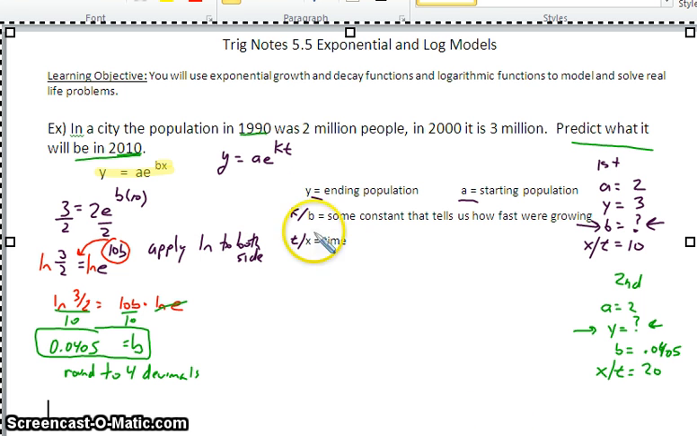So plugging it into the equation now, we'd say our Y is what we're trying to find. Our A was 2. Our E is still E. Growth rate 0.0405 times our time of 20. Punching this into the calculator, make sure when you raise it to the E power that you get a set of parentheses around here. You end up with Y being 4.5. Now remember, when I listed it over here as 2 and 3 for our starting and ending populations, that was really in millions. So it's 4.5 million people.